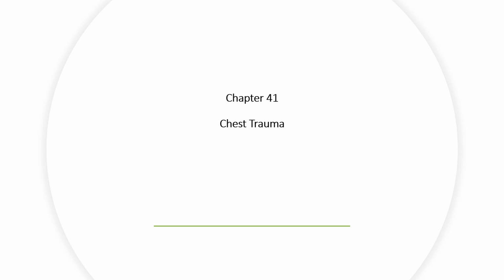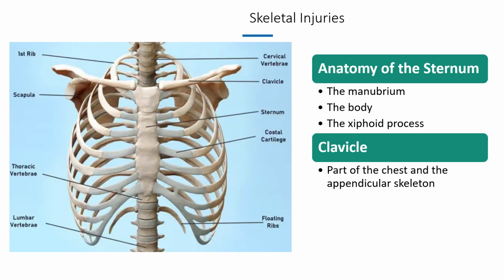Today's period of instruction is going to be over chest trauma. First we're going to review the skeletal injuries that can happen, and with that comes the anatomy of the thoracic cavity itself, looking at the skeleton first. We have primarily our ribs, along with our clavicles, scapula, and spinal cord.